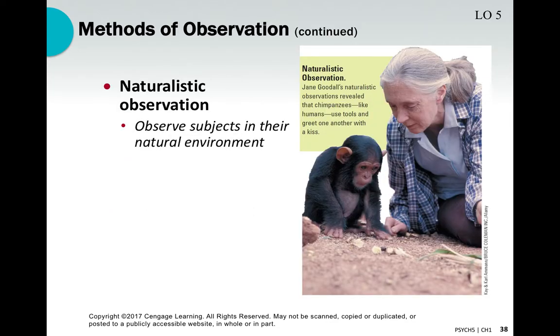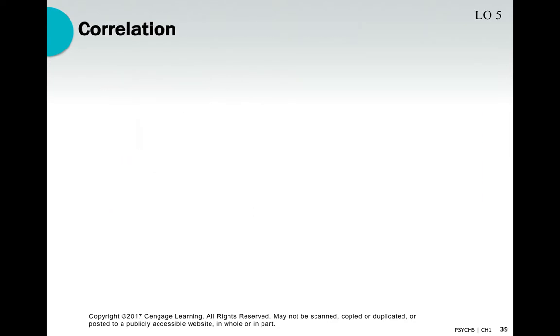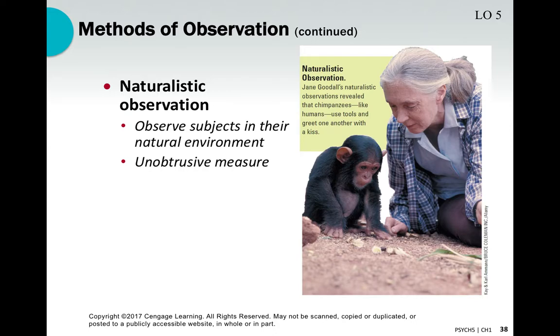Another method of observation is called naturalistic observation. If you've ever gone to the mall and people watched, then you've done this yourself. This just means observing subjects, human or non-human, in their natural environment. So if you have pets and you've ever watched your dog play in the backyard, or you've gone people watching at the mall, that's naturalistic observation.